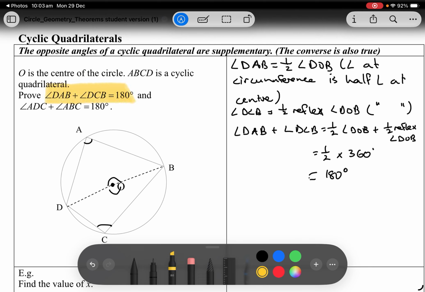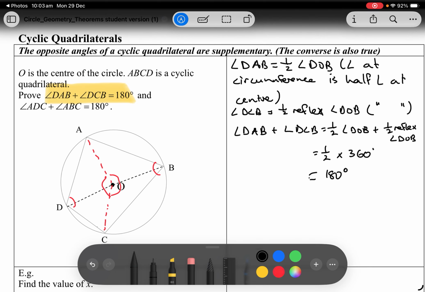And we can say similarly, if we did the same thing, let's just rub this part out, but we drew it in like this, we would notice the exact same thing happening. So our angle ABC would be equal to half of this angle at the center, and this angle ADC would equal half of the reflex angle here at the center. So for the exact same reason, we can prove that ADC plus ABC equals 180 degrees.